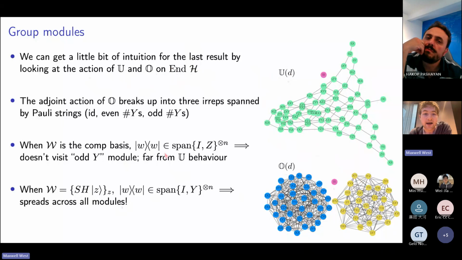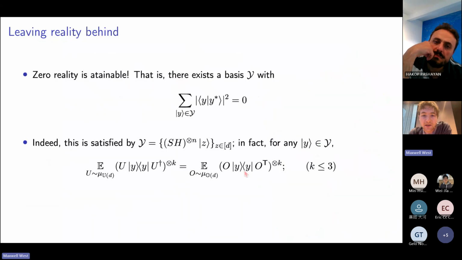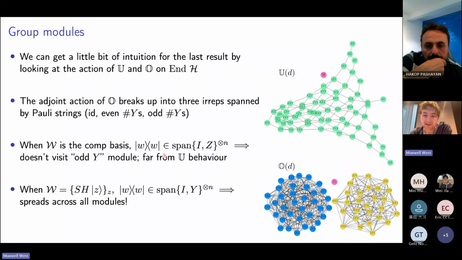Sorry, I'll just go back for a second. We care about these objects, right? These orthogonal or unitary groups acting in the adjoint representation on these basis states. But what do these basis states actually look like? If it's just the computational basis, these are always in the span of just I's and Z's, so there are no Y's in these strings, and in particular there's always an even number of Y's. It's just zero. So the action of the orthogonal group on these W's always stays within the blue component.